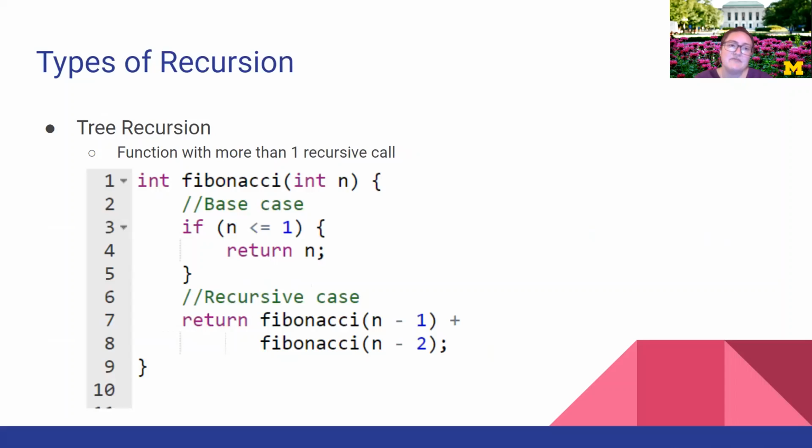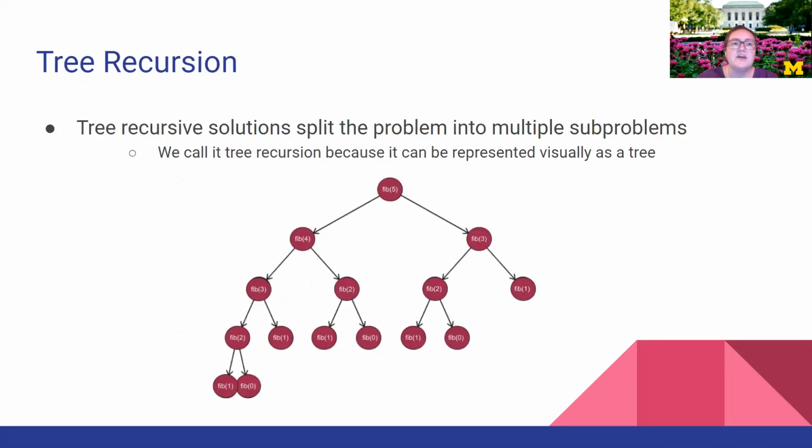The last type of recursion we're going to cover is tree recursion. This is any function with more than one recursive call. So in this case, we have an example of Fibonacci that returns the Fibonacci number for a certain point in that sequence. And in this case, we see that at lines 7 and 8, it makes a recursive call to Fibonacci of n-1 and Fibonacci of n-2. Since it makes two recursive calls, this is true recursion. The reason we call it true recursion is because it splits the problem into multiple subproblems that can be represented visually as a tree where each subproblem is a branch.